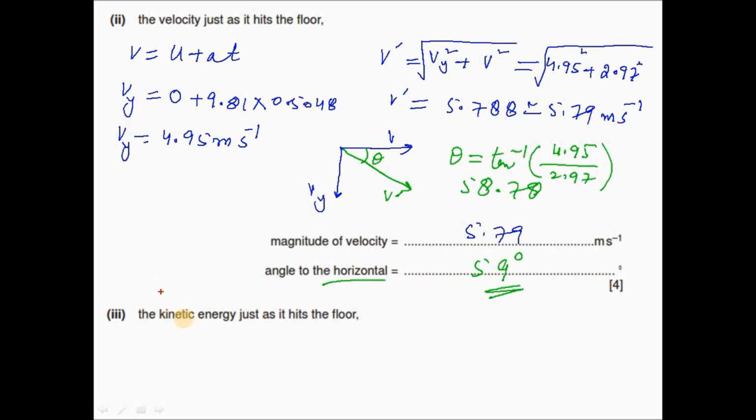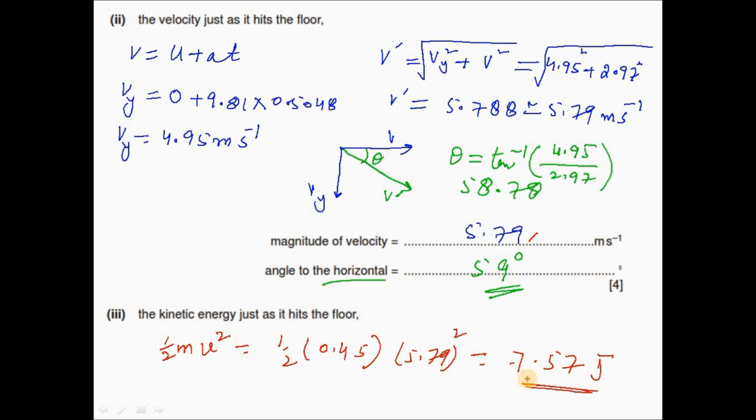Next, the kinetic energy, just find the kinetic energy just as it hits the floor. So at the time of hitting the floor, kinetic energy is half mv squared. This v is the v of the ball. It's not the horizontal or the vertical. This is the resultant v that we found here, 5.79, and m is the mass which is given in the question. This is around, I guess, 0.45. So kinetic energy is half into 0.45 kilogram, and v is 5.79 whole square, and you can figure out kinetic energy as 7.57 joule. This is kinetic energy.